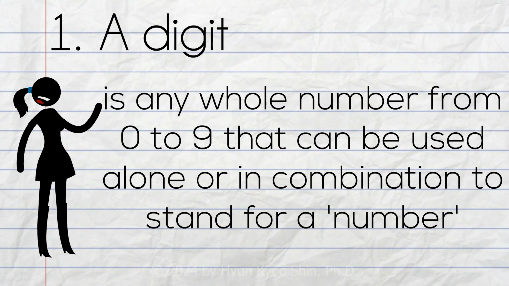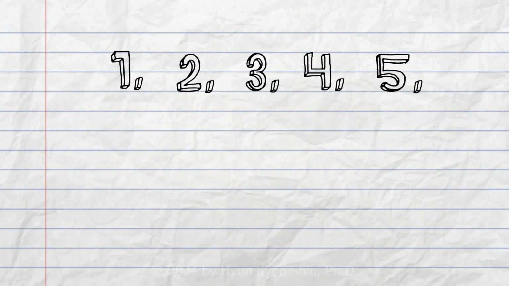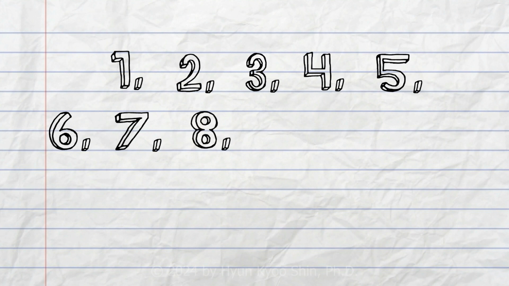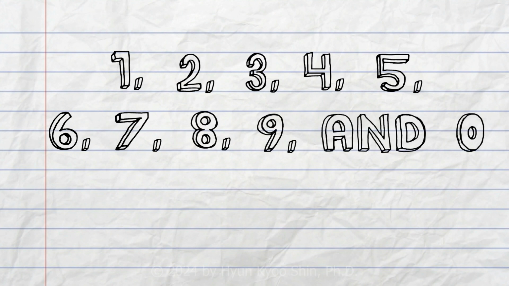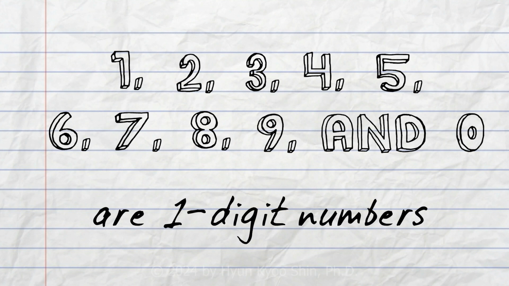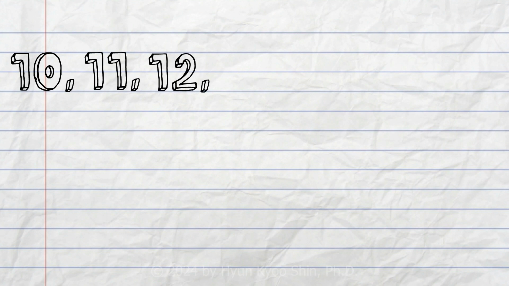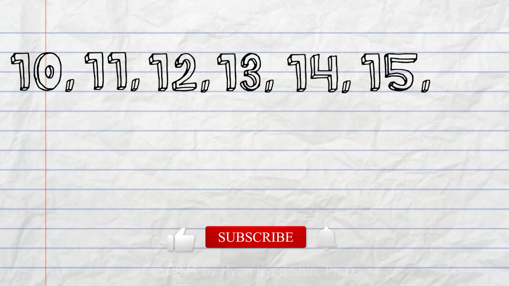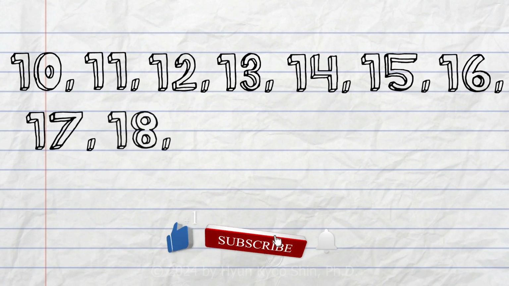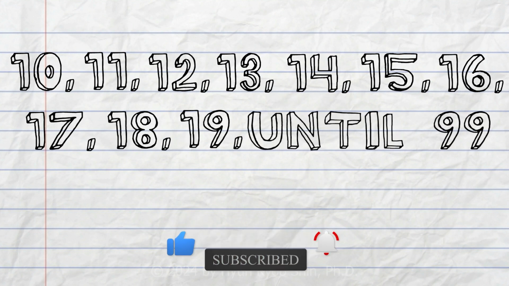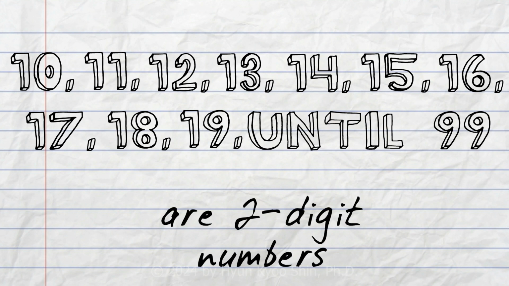A digit is any whole number from 0 to 9 that can be used alone or in combination to stand for a number. 1, 2, 3, 4, 5, 6, 7, 8, 9, and 0 are one-digit numbers. 10, 11, 12, 13, 14, 15, 16, 17, 18, 19, until 99 are two-digit numbers.